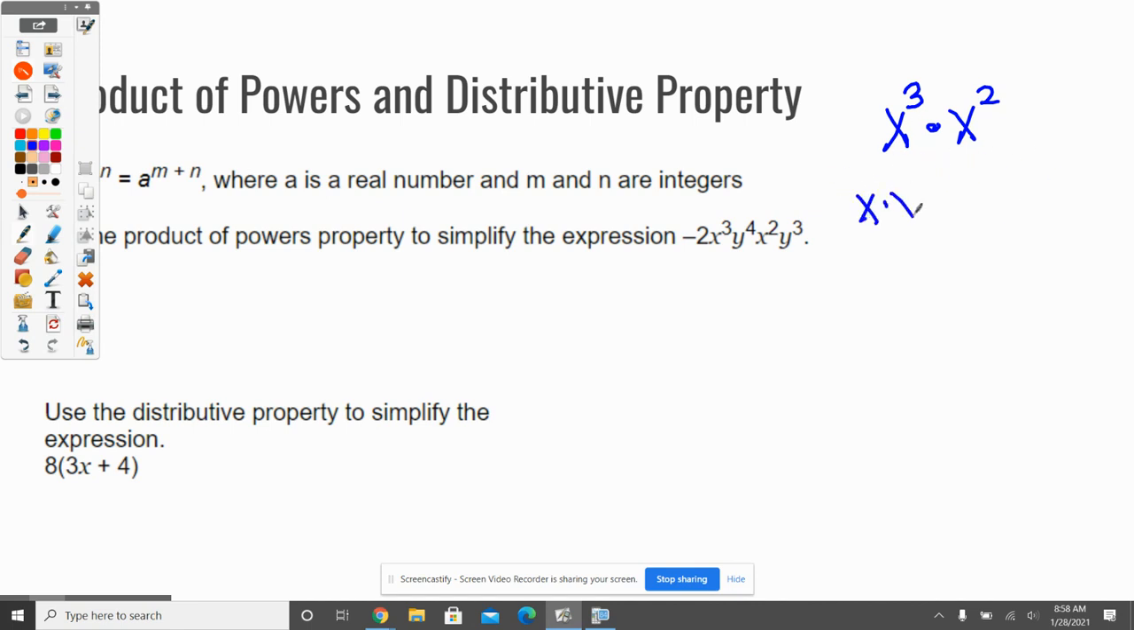Well, x cubed means x times x times x. X squared just means x times x, and they're being multiplied together, so you can push them together. And what did I do? I added.